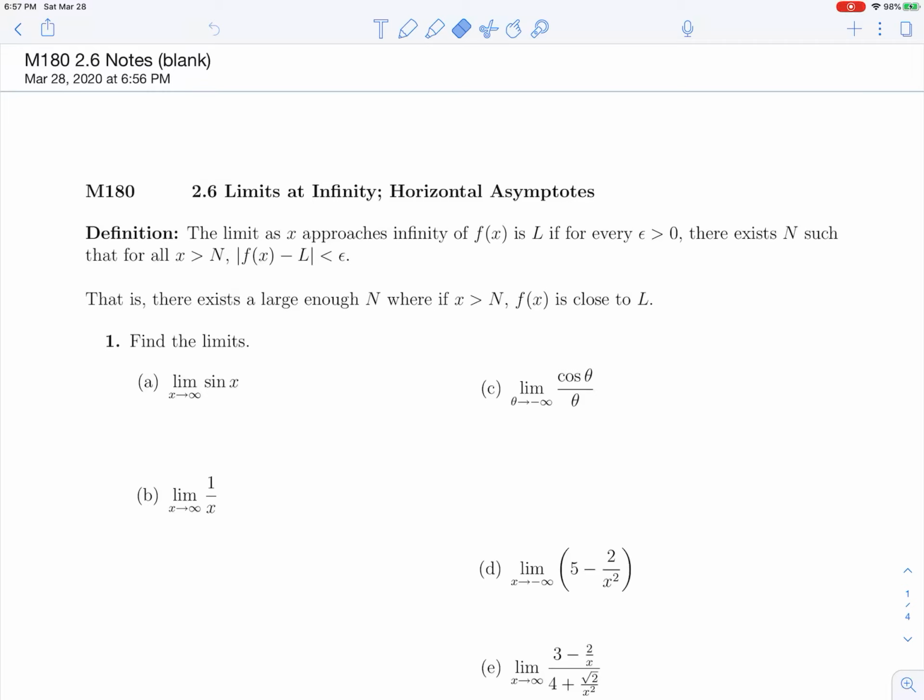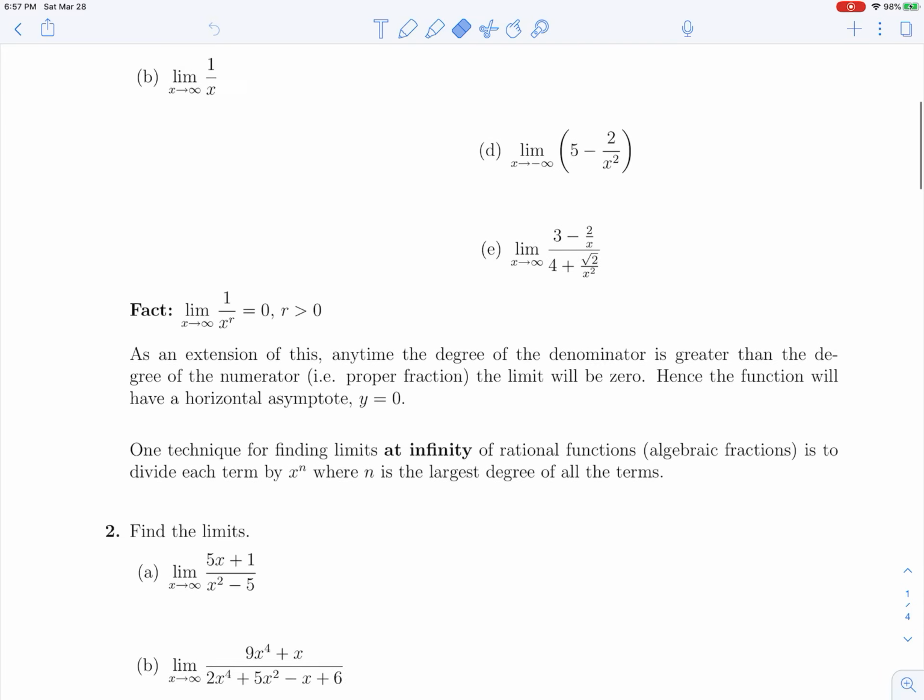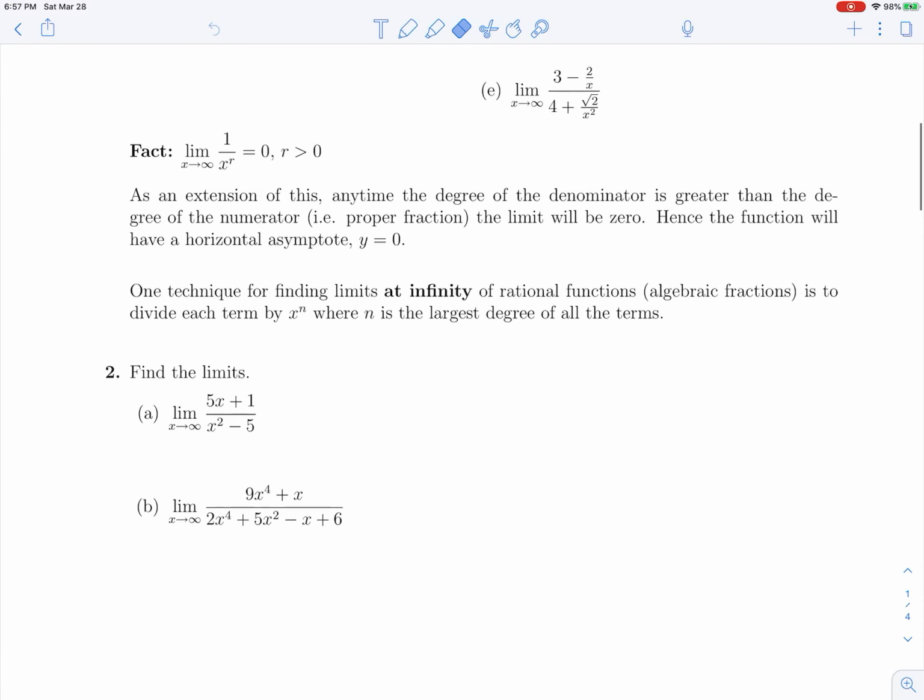Okay, so section 2.6 is limits at infinity, horizontal asymptotes. We already did this first one in class, so I'm going to go ahead and skip that one. I'm going to point out this fact right here.